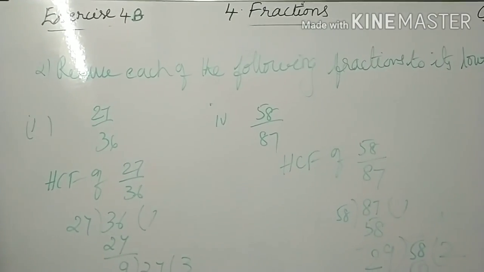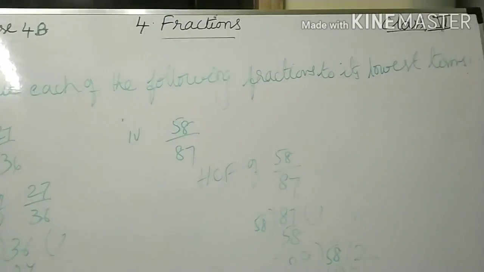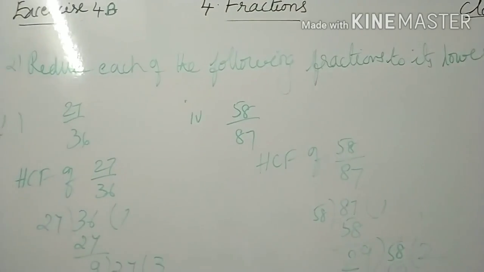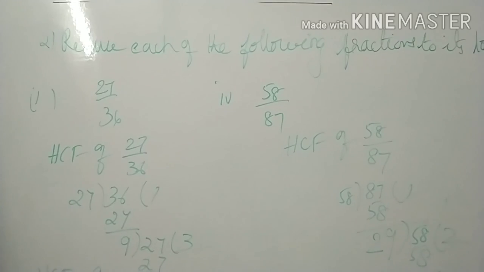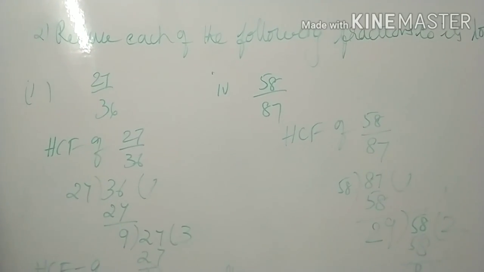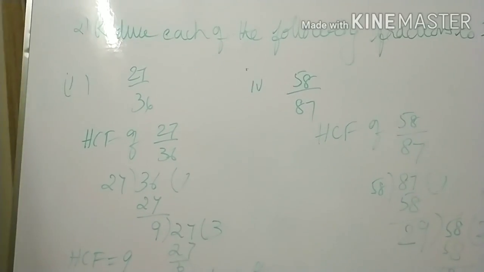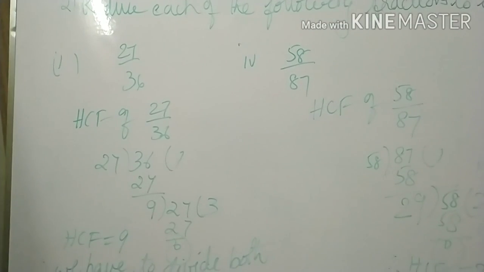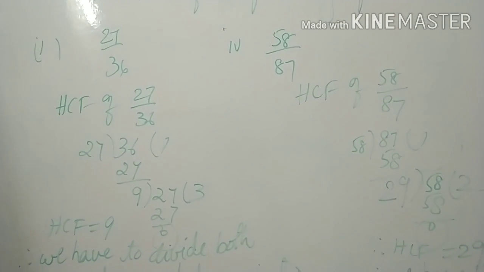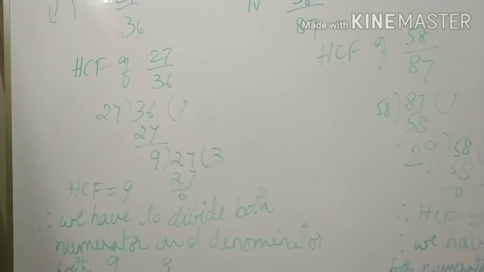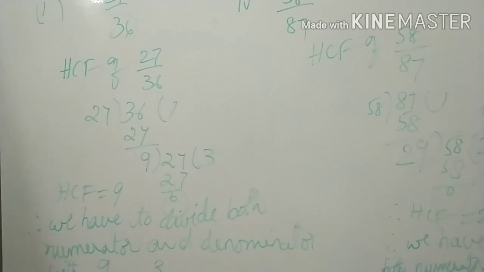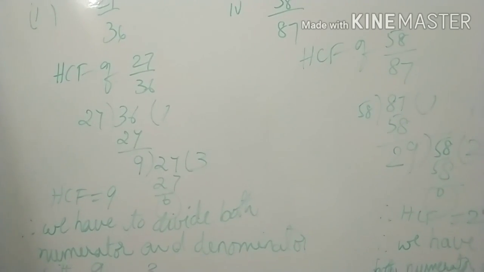Next one is also same. Reduce each of the following fractions to its lowest form. So the first one is 27 by 36. Okay, the fourth one is 58 by 87. First one 27 by 36. So first we have to find out HCF of 27 and 36. Okay, so as usual process I am doing here. So we are getting here HCF 9.